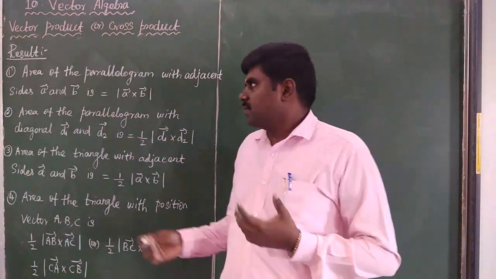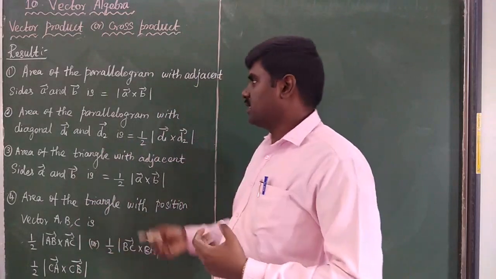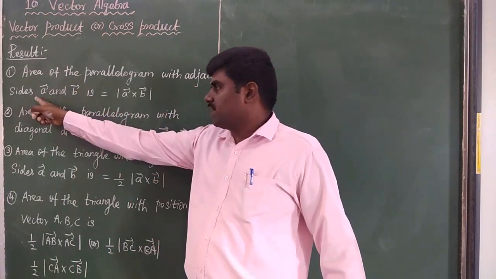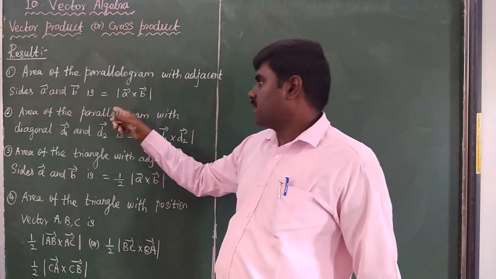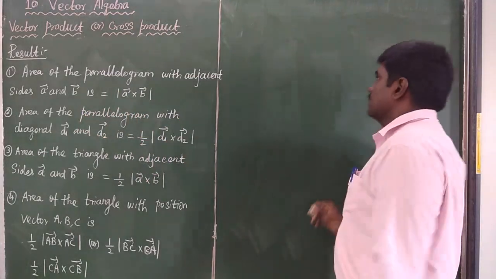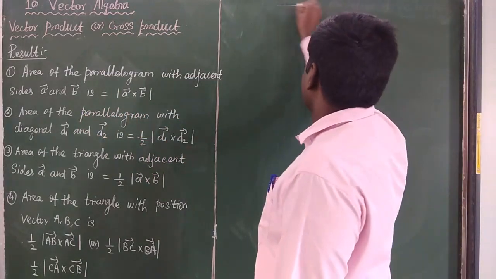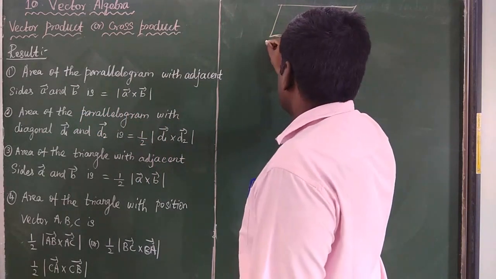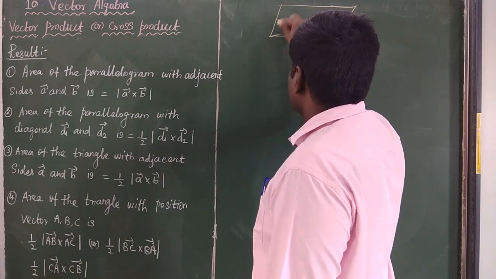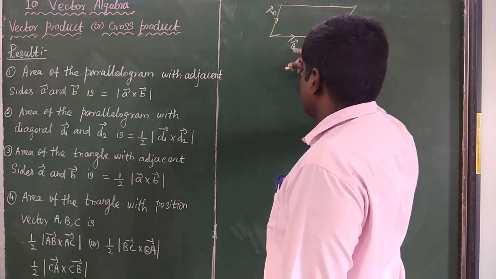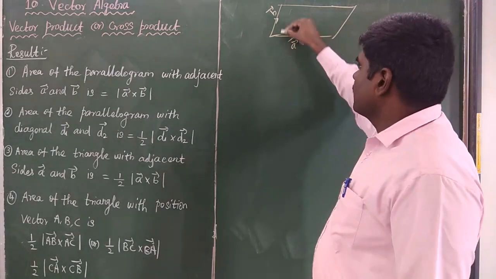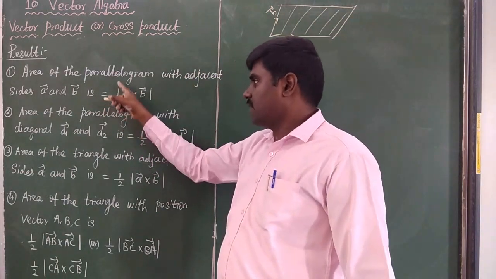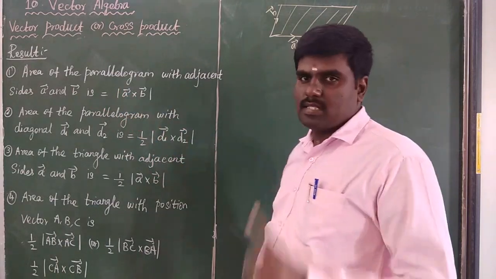Next, based on this geometrical meaning of the vector product, there are some important results. What are the results? The first result we conclude: the area of the parallelogram with adjacent sides A vector and B vector is the magnitude of A vector cross B vector. That is the first result. Given one parallelogram, the adjacent sides are A vector and B vector. Two adjacent sides are given. How to find the area of the parallelogram? It is the magnitude of A vector cross B vector. This is the first one.